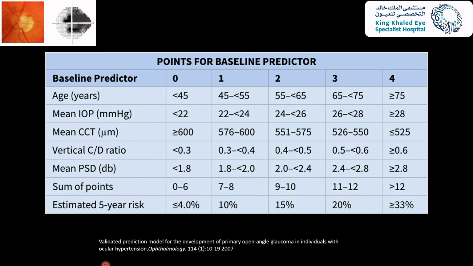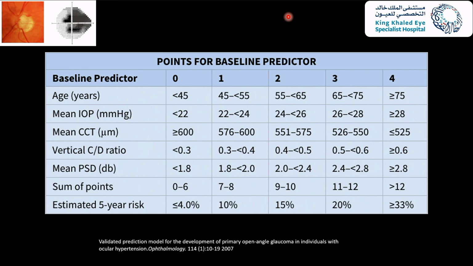So as you can see here, this is the point system. The age is by year, so once you increase by 10, the points increase by 1. And usually it is 5% between each 10 years. The intraocular pressure is the same. For the corneal thickness, if it is less than 525, the patient will take 4 points. Then vertical cup disc ratio and mean pattern standard deviation, then you calculate the points.